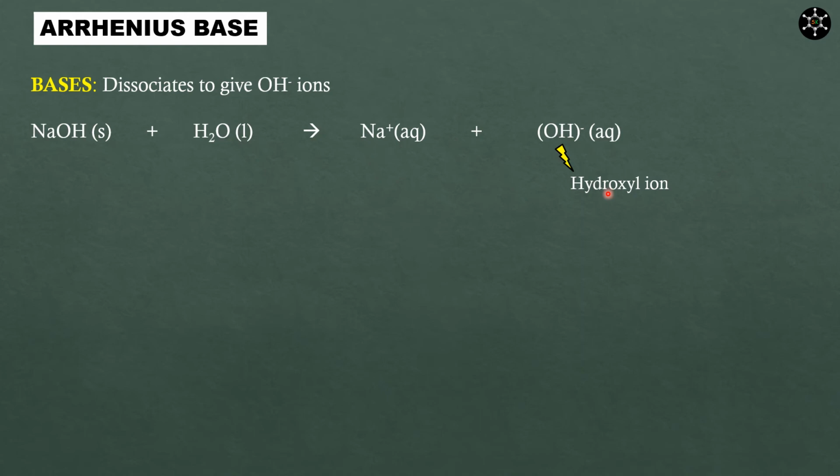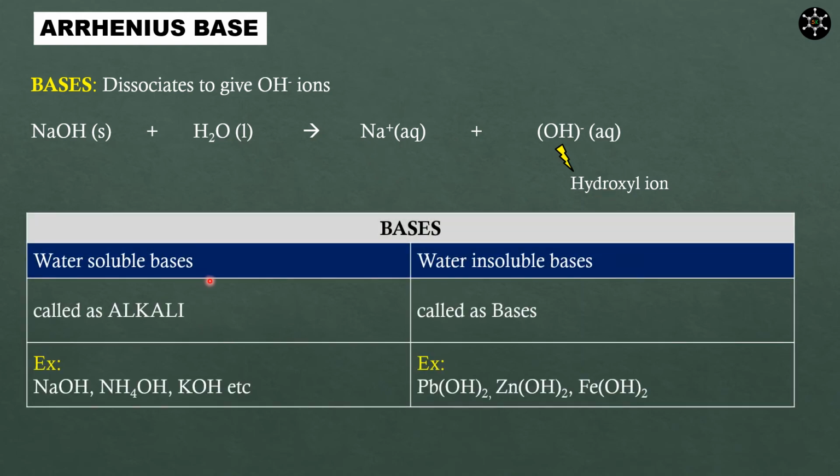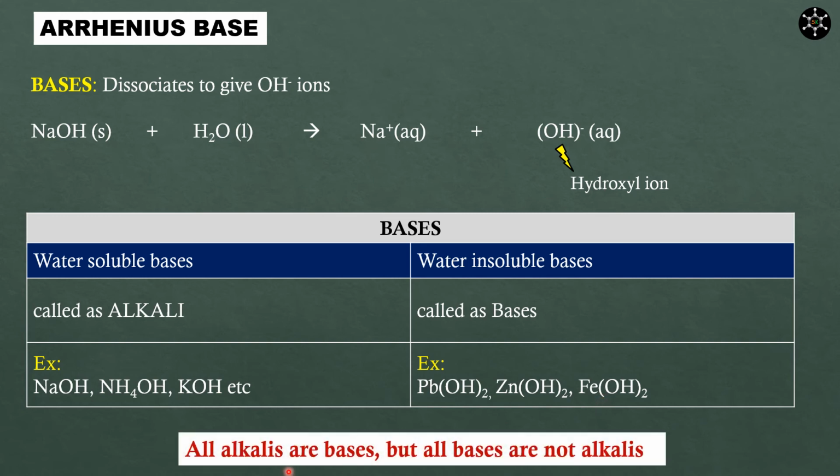Under bases, we have two categories, water-soluble bases and water-insoluble bases. Water-soluble bases are called as alkalis. Examples, sodium hydroxide, ammonium hydroxide, potassium hydroxide, etc. Water insoluble bases are called as simply bases. Examples: lead hydroxide, zinc hydroxide, ferrous hydroxide, etc. With these examples, we can quote, all alkalis are bases, but all bases are not alkalis. At 10th level, we will be majorly concentrating on alkalis.